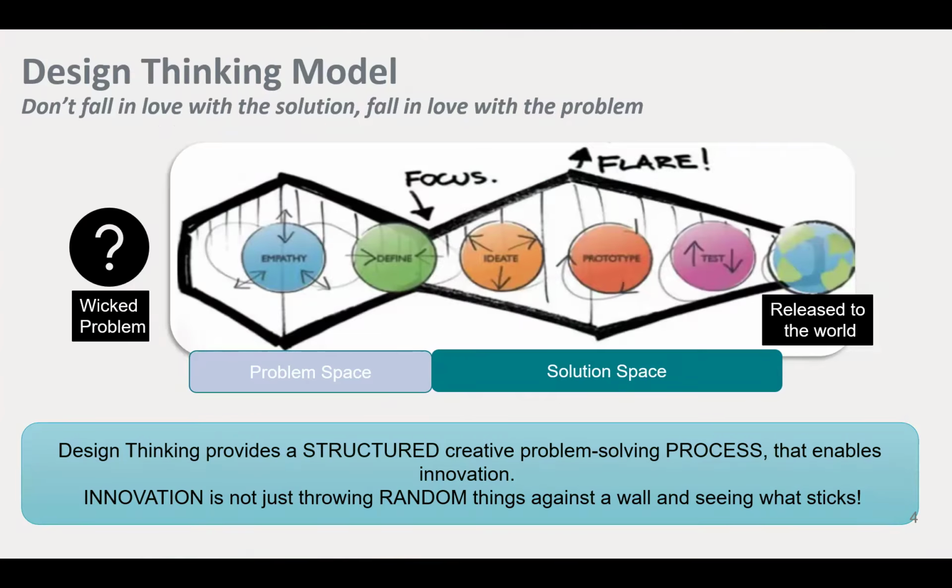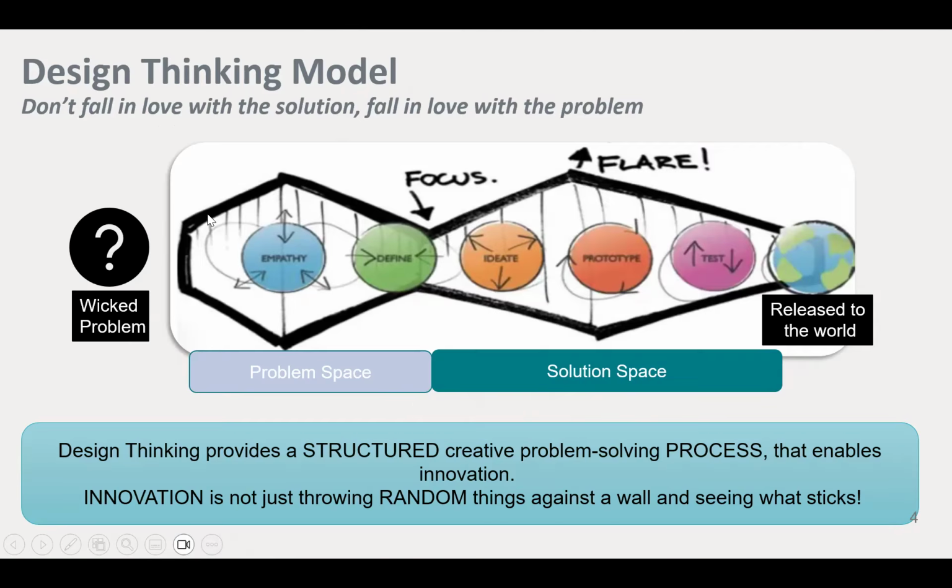So here's the design thinking model. It looks linear, but it's not. It's very iterative. But the idea is you should start the way we're going to show right now. Start with a wicked problem, a challenge that you can't easily solve using normal means, because you want a structured creative problem solving process like design thinking. This is a great tagline: don't fall in love with the solution, fall in love with the problem. That's why we always start in the problem space first before we move into the solution space.